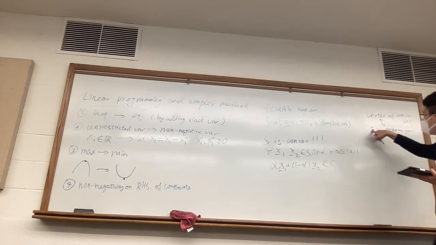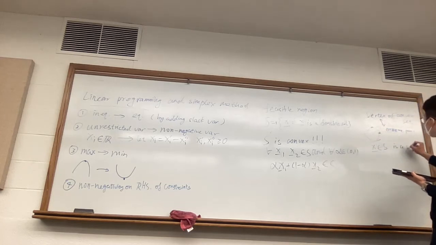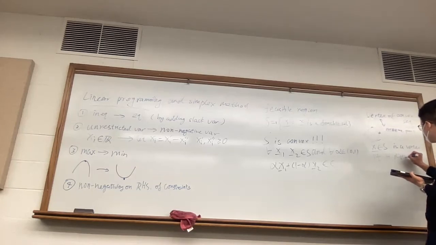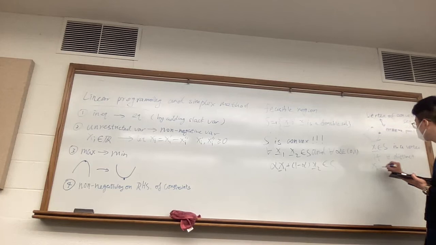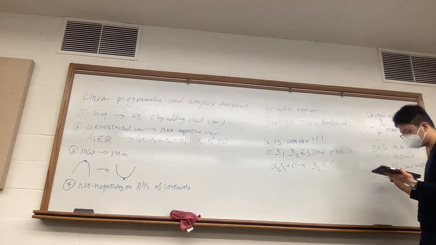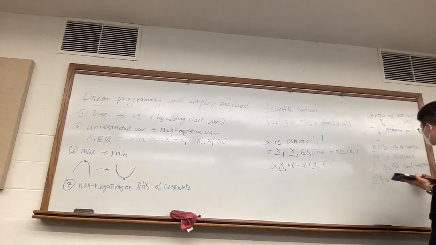So what property does a vertex have? I can tell you that x in S is a vertex if for any distinct x1 and x2 in S, and for any alpha between 0 and 1, x cannot be explained by alpha x1 plus 1 minus alpha x2.